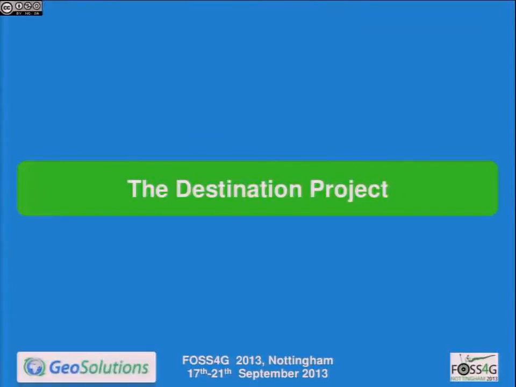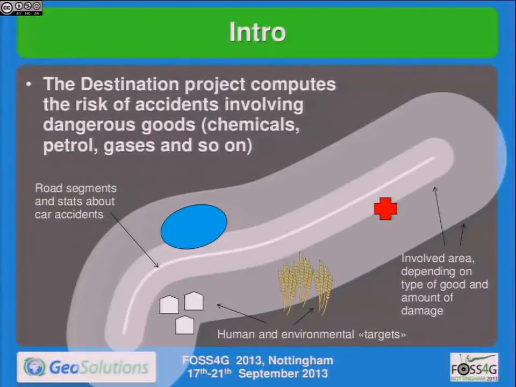The destination project. Now, the destination project is a funded project from Northern Italy. I won't go too much into detail, but the idea is that we have this road network, we have these trucks carrying dangerous goods, petrol, gases, stuff that could harm the population or the environment in case of accident. And we wanted to compute in some way the risk for the environment and the population associated to each arc of the road network.